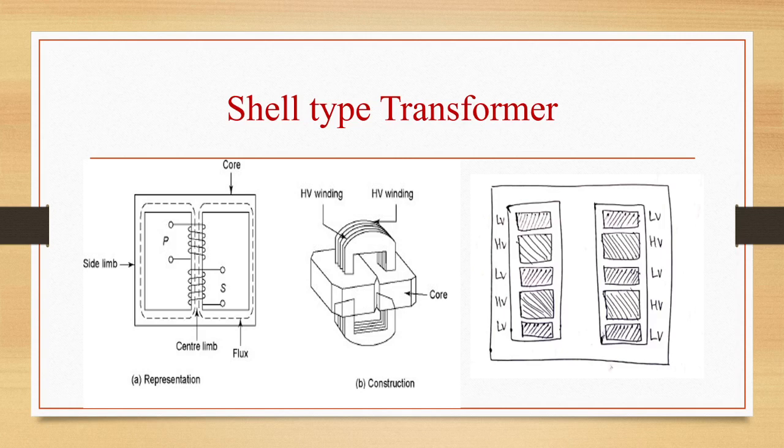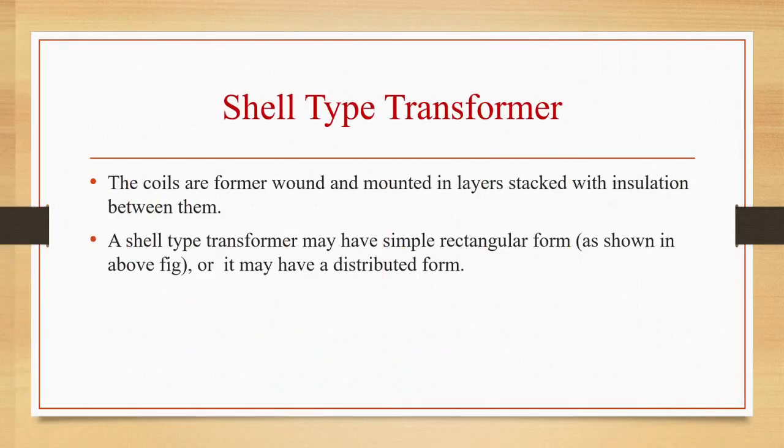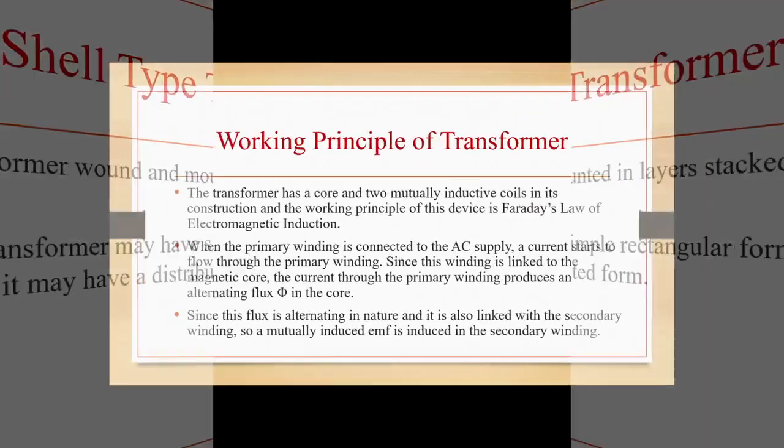Generally for high voltage transformers, shell type construction is preferred. So windings are surrounded by the core, so natural cooling does not exist. For removing any winding or maintenance, large number of laminations are required to be removed. So these shell type transformers are former wound and wound on layers stacked with the insulation between them. So a shell type transformer can have simple rectangular form, or it may have a distributed form.